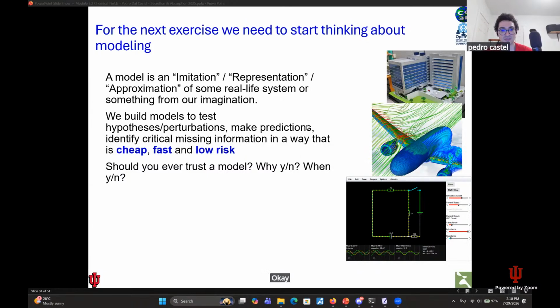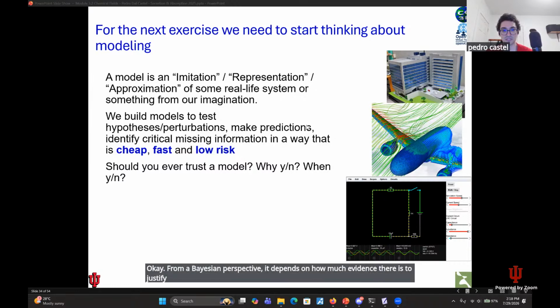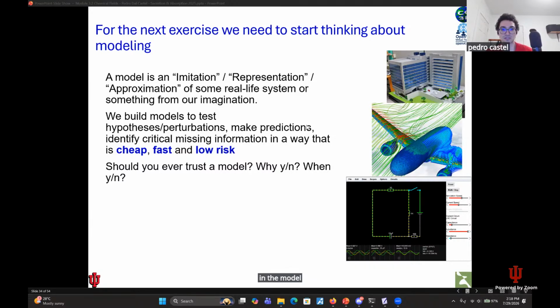From a Bayesian perspective, it depends on how much evidence there is to justify the strength of your belief in a model's output. There is also the concept of reduced chi-squared that tries to answer this precise question: how much data you have versus how simple your model is. It's kind of a derivation of the Occam's razor principle. Also, how much risk you're willing to take, which depends on how much evidence the model has. And it also depends on what the stakes are, right?